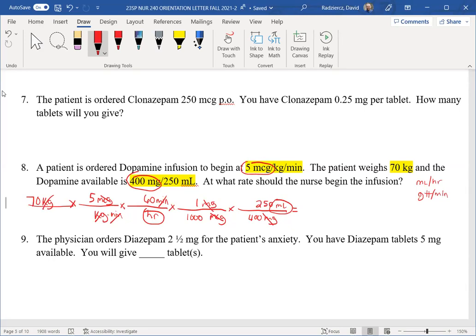One second, I typed something in wrong. 70 times 5 times 60 times 250. Oh, okay, that's where I was missing a 0. Divided by 1,000 divided by 400. And then you'll get an answer of 13.125. And you would round that to the nearest tenth. So 13.1 mL per hour.